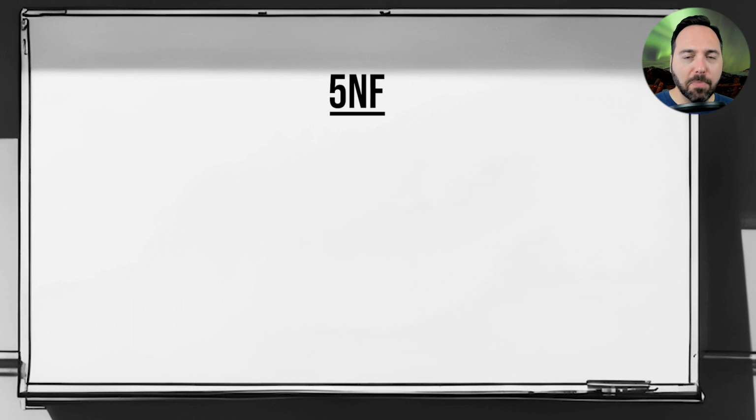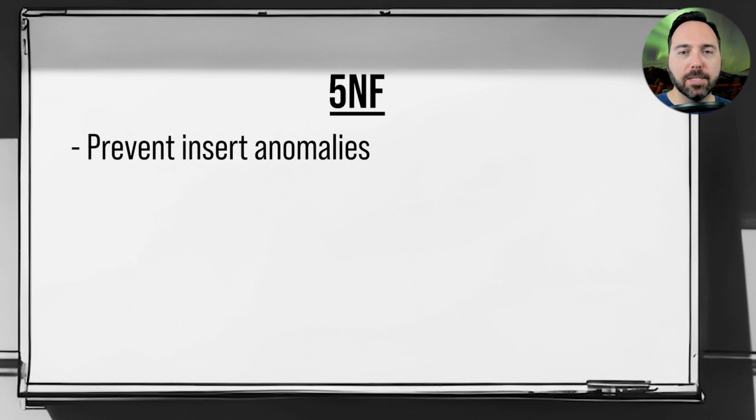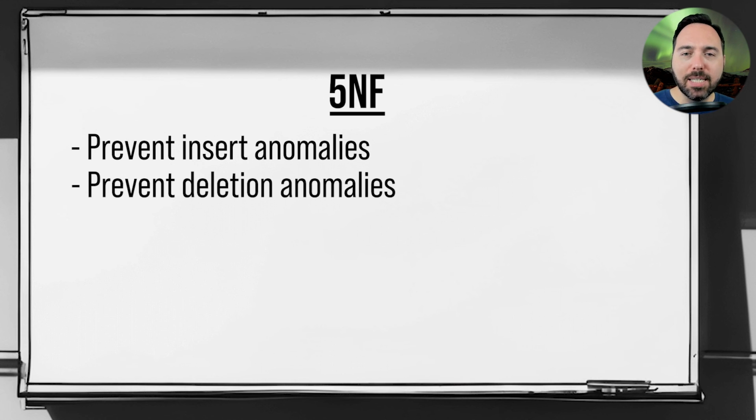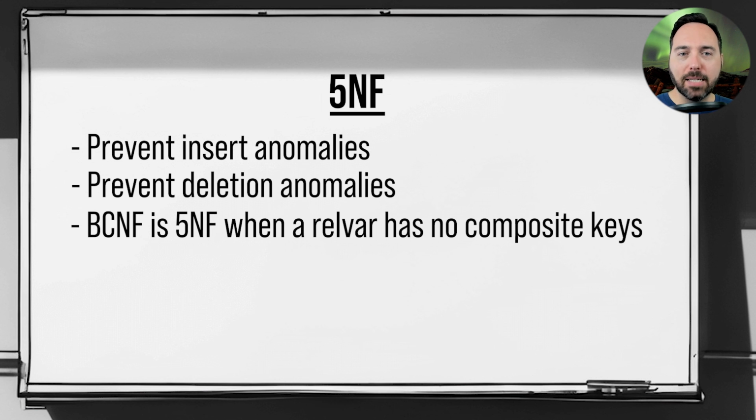So that's one big reason why we should care about 5th normal form, insert anomalies. The second big reason is deletion anomalies, which is a similar idea where we can end up losing information by breaking a relvar out when there is no join dependency. Both of these are really bad outcomes. The third reason why we should care is if we don't have any composite keys in a relvar. Boyce-Codd Normal Form is 5th normal form, so we get 5NF for free.